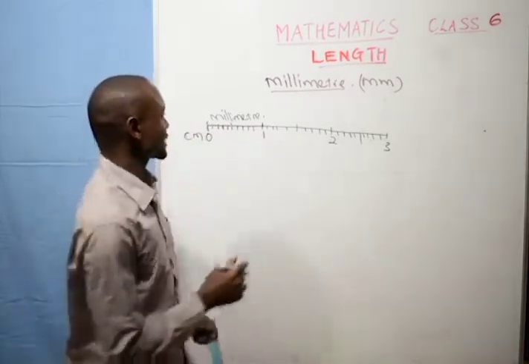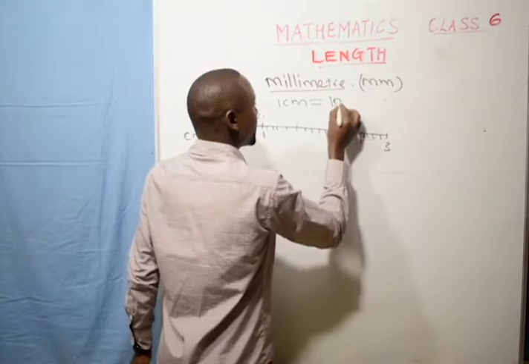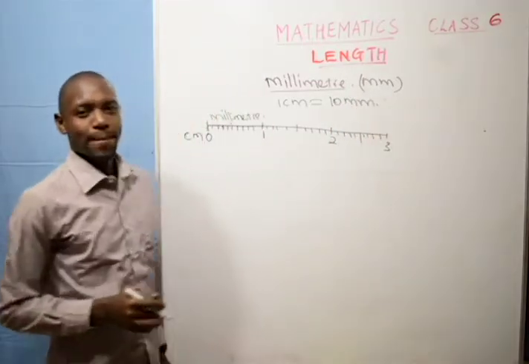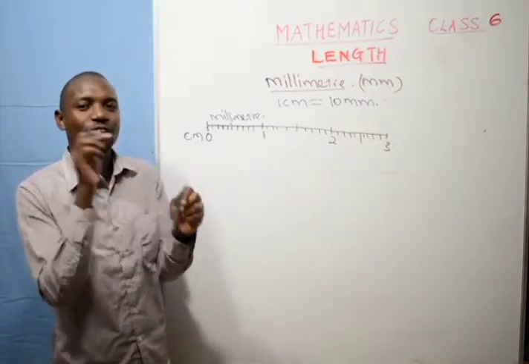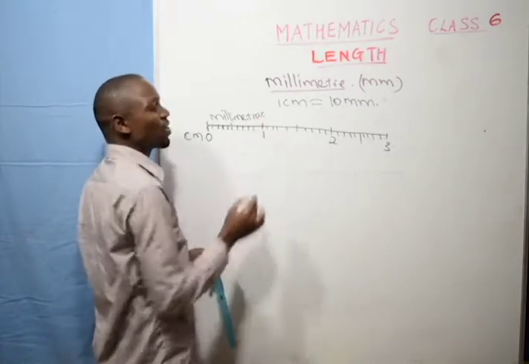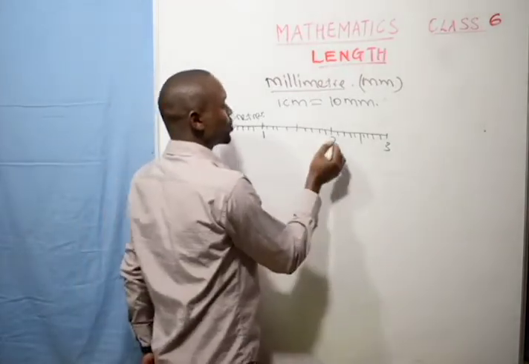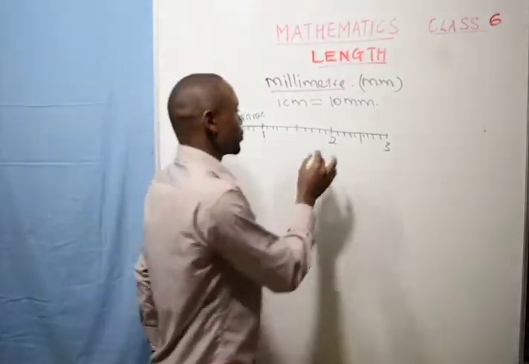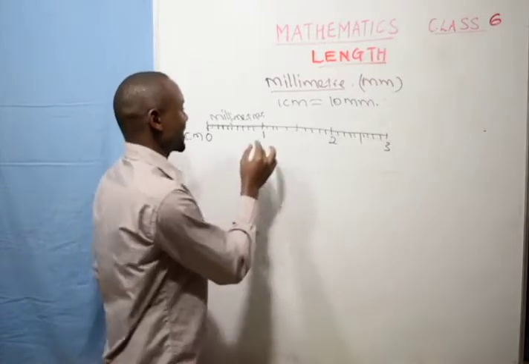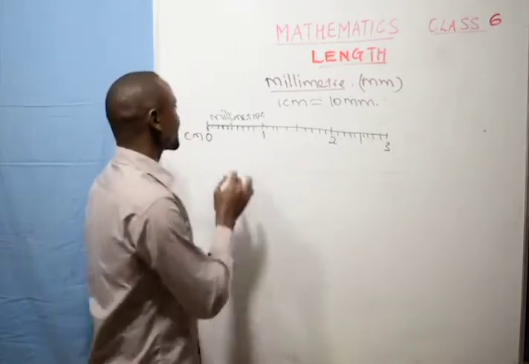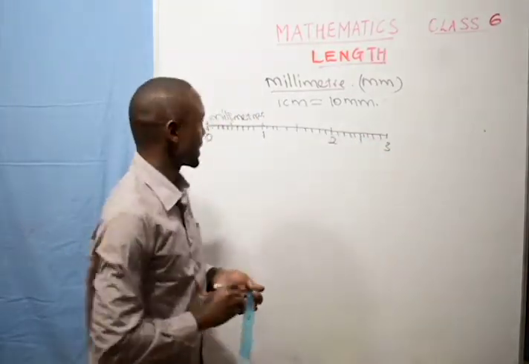What does that tell us? It tells us 1 centimeter is equivalent to 10 millimeters. Because when you count very well from that ruler, from 0 to 1, we have 10 small markings, which are the millimeters. Between 1 to 2, there are other 10 small markings. Between 2 to 3, there are other 10 small markings. That means after every 10 markings, we have 1 centimeter. That means 1 centimeter is equivalent to 10 millimeters.